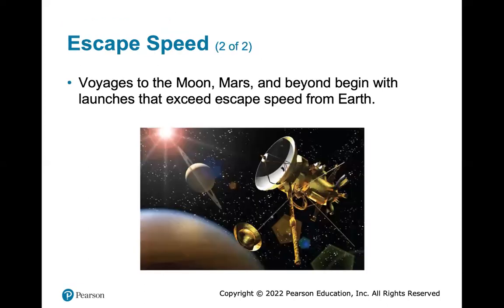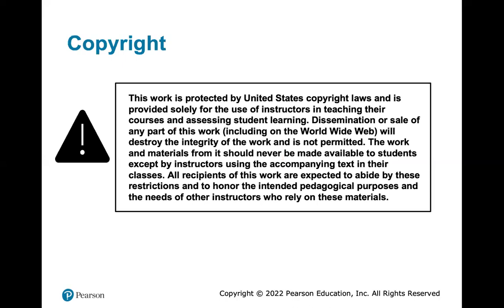Okay, voyages to the moon, Mars, and beyond begin with launches that exceed the escape speed from Earth. And if I recall correctly, we said it was 8,000 meters per second to maintain a circular orbit. I believe the escape velocity is somewhere about, I think it's 11,000 meters per second to escape Earth's gravity. I'm surprised they didn't put it in the notes. It may be in the text. So, I think that's it for chapter 10. And we'll stop it there.